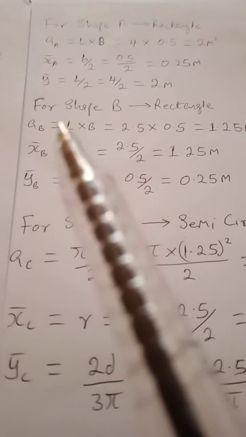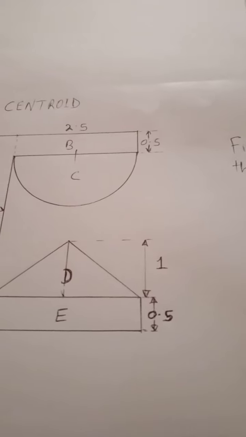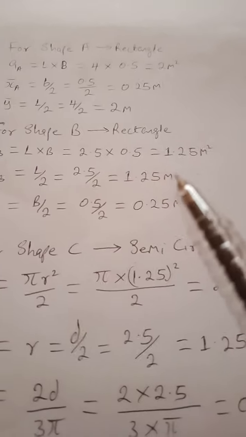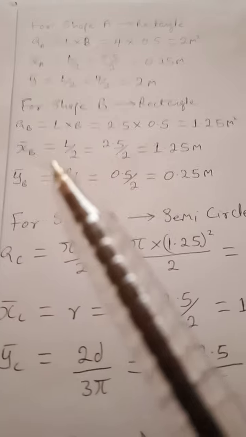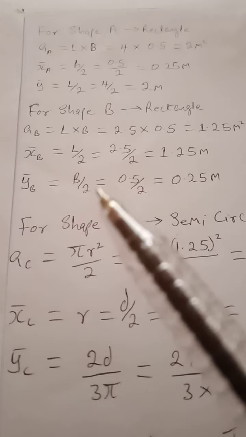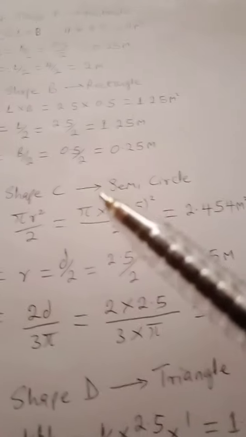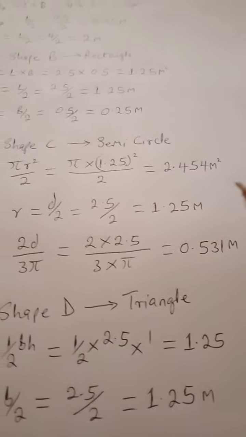Same goes for shape B, which is also a rectangle. The area is length times breadth, which is 2.5 times 0.5, we get this. Then the center distance along the x-axis is L over 2, which is 2.5 divided by 2. Same for the y, B divided by 2. For shape C, which is the semicircle, same goes for it. The area of a semicircle is pi r squared over 2. While using the formula, we obtain this.